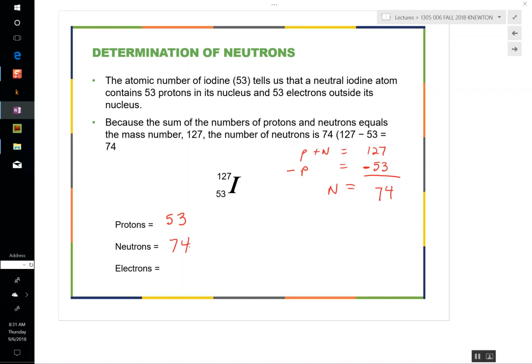Now electrons. One thing we left out, there is nothing here. Nothing there, which means it has no charge. What does that mean? It means that the number of protons equals the number of electrons. When there's no charge right there, every proton has been balanced out by the charge of an electron. So how many electrons does it have? 53.